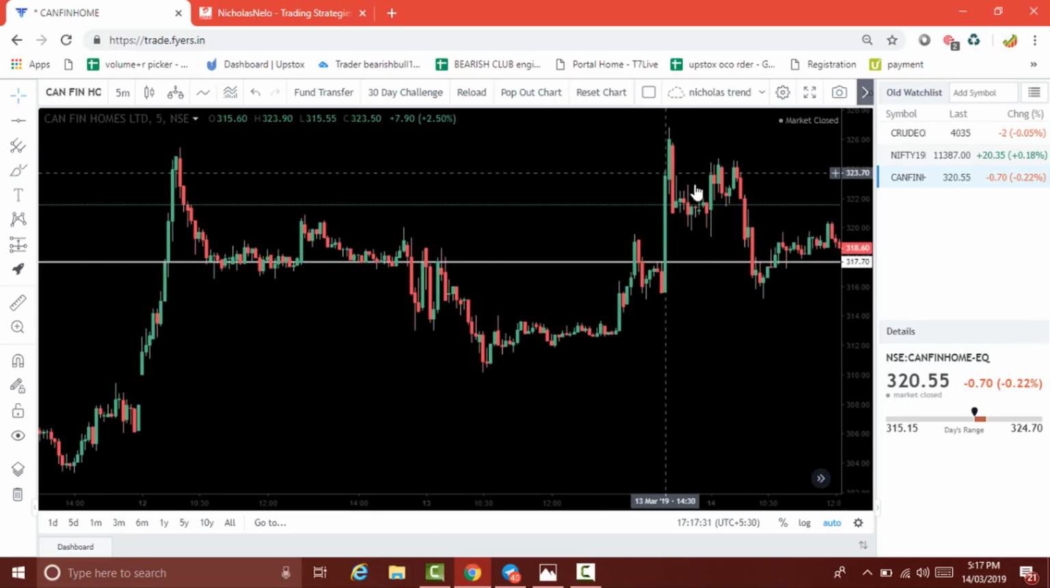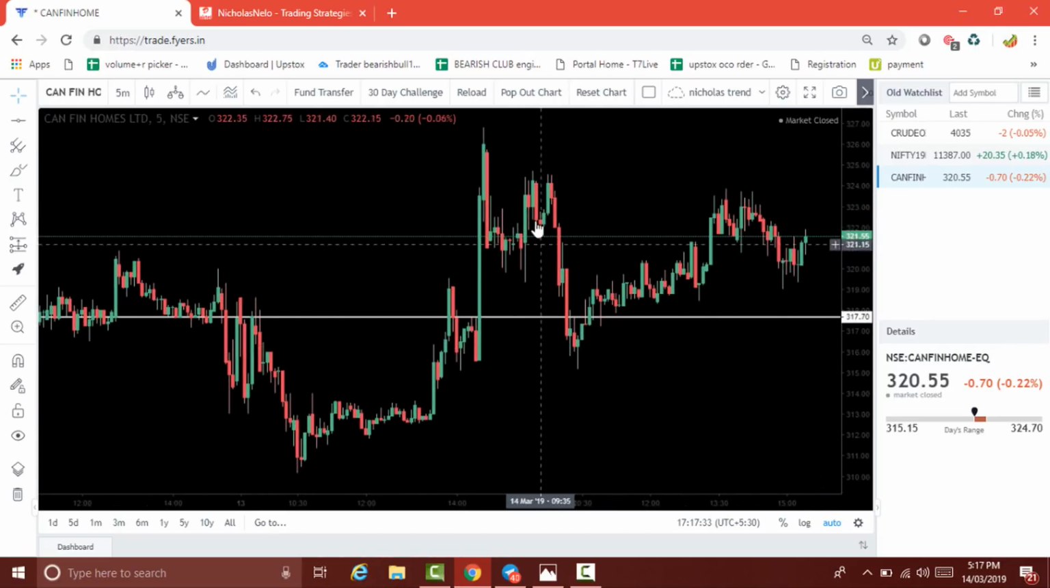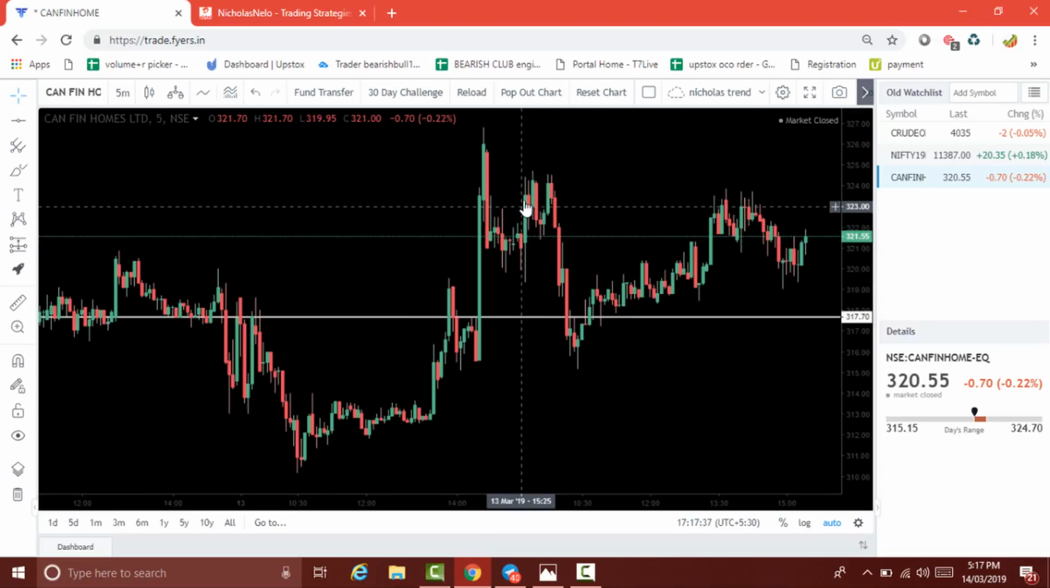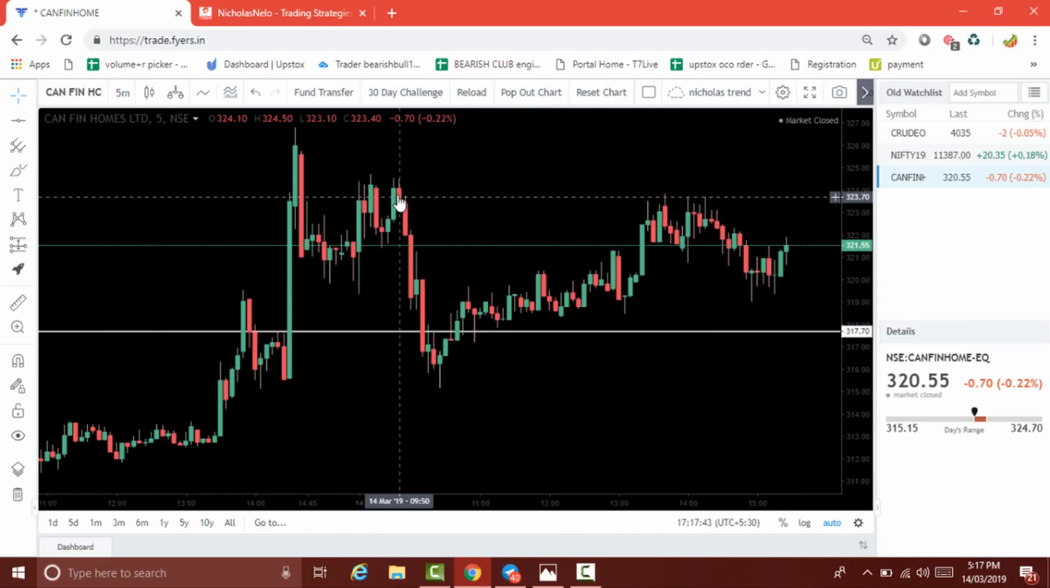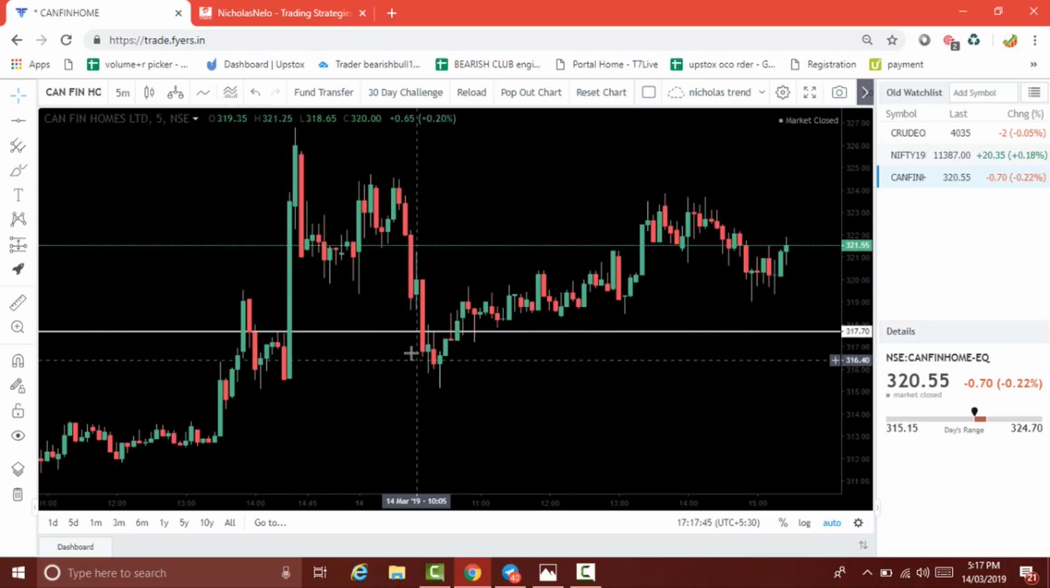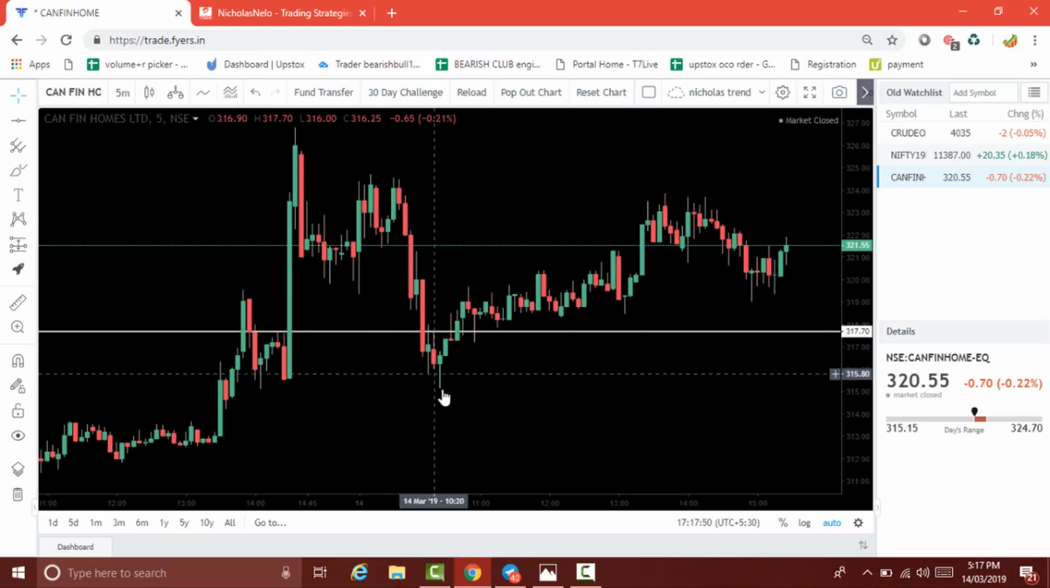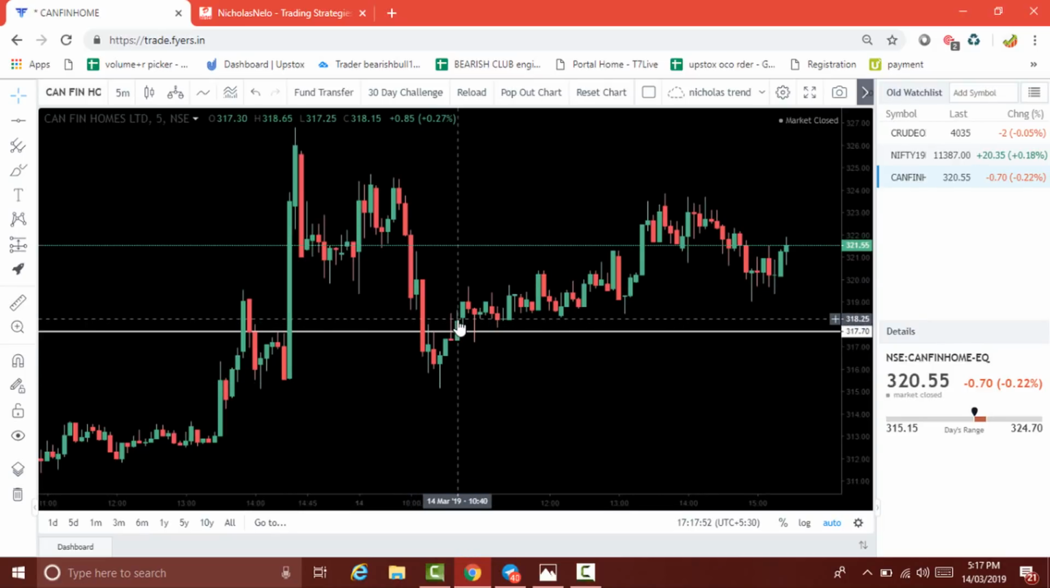See, next day, that means today the market is open here. This is the market opening candle. It opens above the level, that means it acts as a support. But you see, it comes down and breaks the support, and it goes a little bit down, then it goes up.